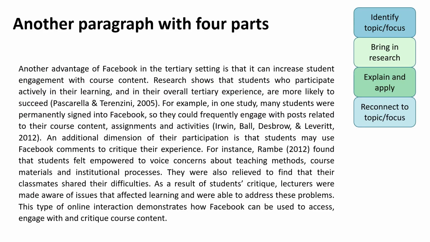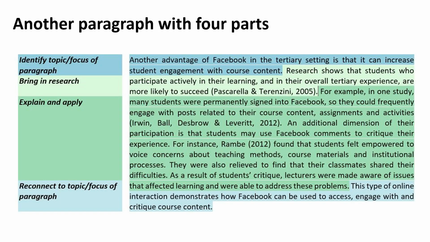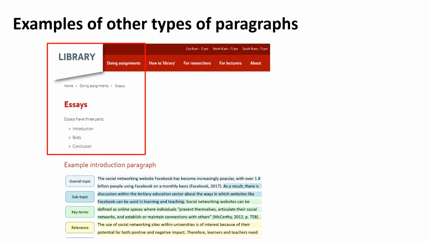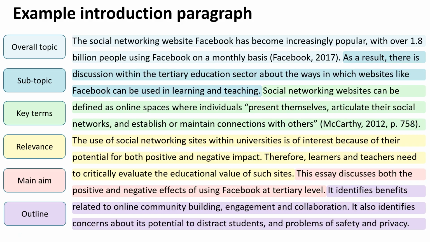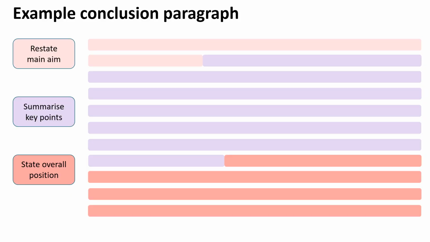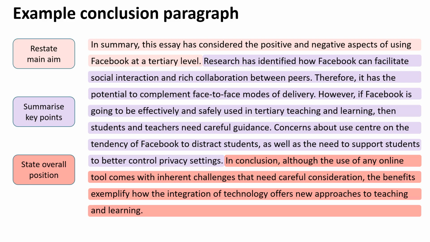Here's another example paragraph. It also has 4 parts. In this case, in the explain and apply part, the real-life application has also come from readings. Introduction and conclusion paragraphs have different parts. The library website has example paragraphs and short videos explaining these. These are the parts you usually need for an introduction. And this is the example on the website. These are the parts you need for the conclusion paragraph, also explained online.